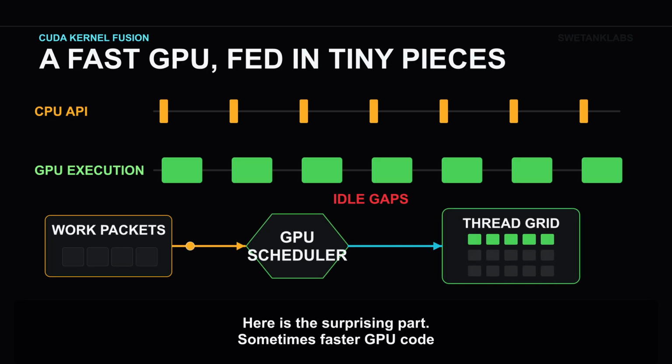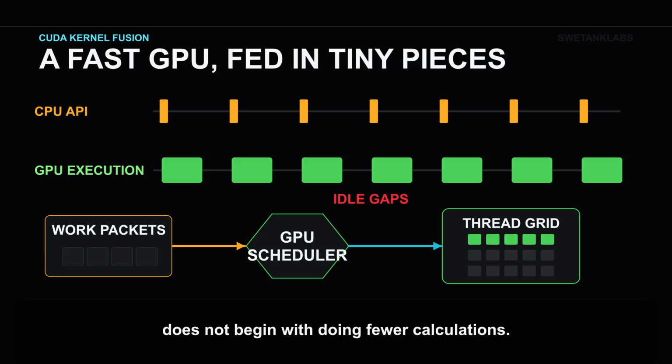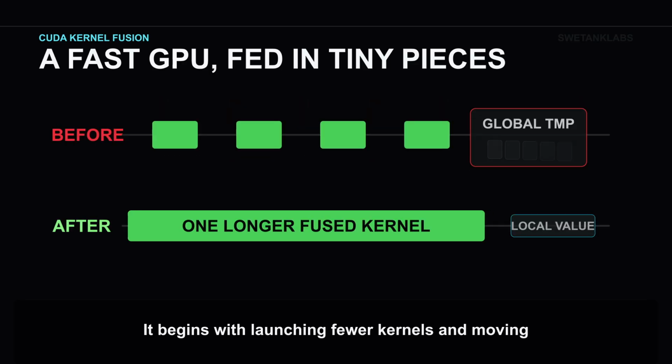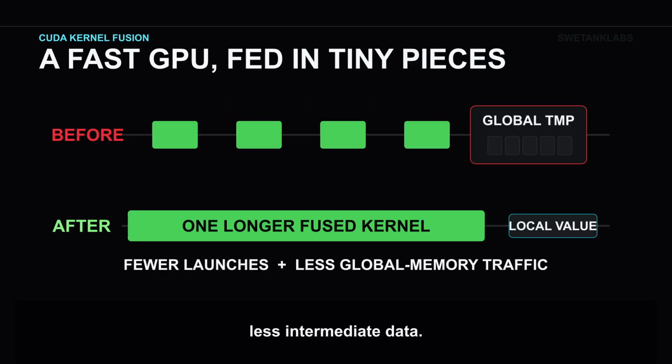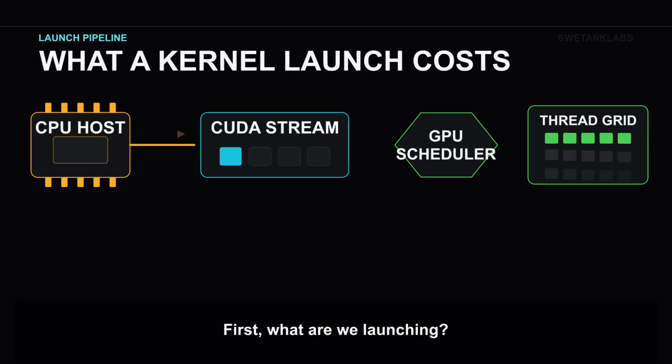Here is the surprising part. Sometimes faster GPU code does not begin with doing fewer calculations. It begins with launching fewer kernels and moving less intermediate data. Let us see why that works, when it fails, and how you can decide with measurements instead of guesses. First, what are we launching?